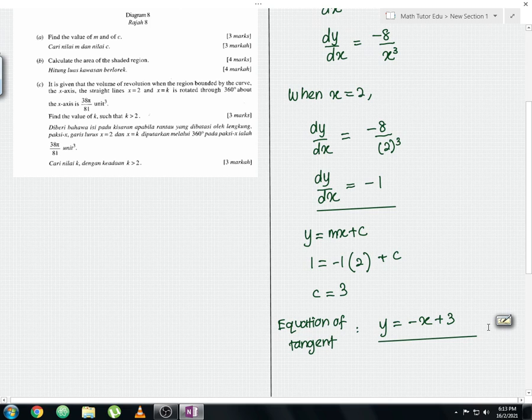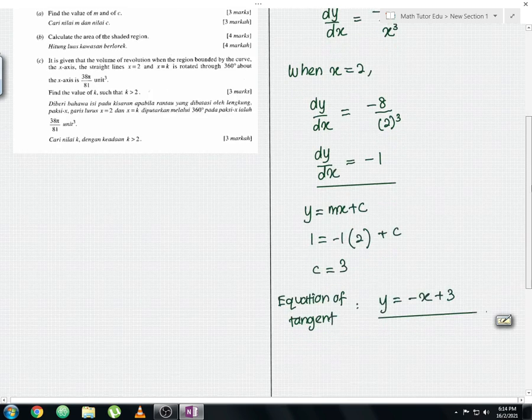Okay, once you get this, we're going to do the direct comparison with the straight line equation given by the question, which is y equals mx plus c. Since we have already found the m and the c, which in this case are negative 1 and 3, we can straight away do the direct comparison between them. So in this case your coefficient m is negative 1 and your c is 3. Just like that, guys.